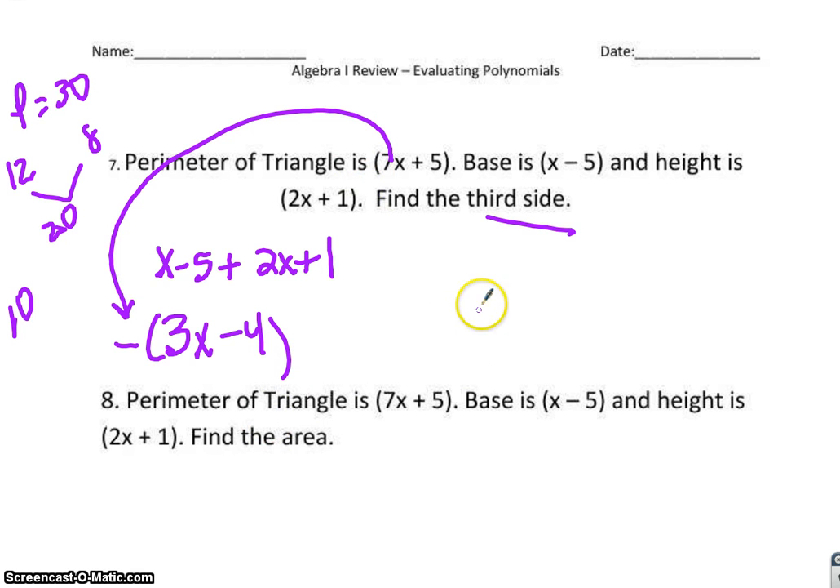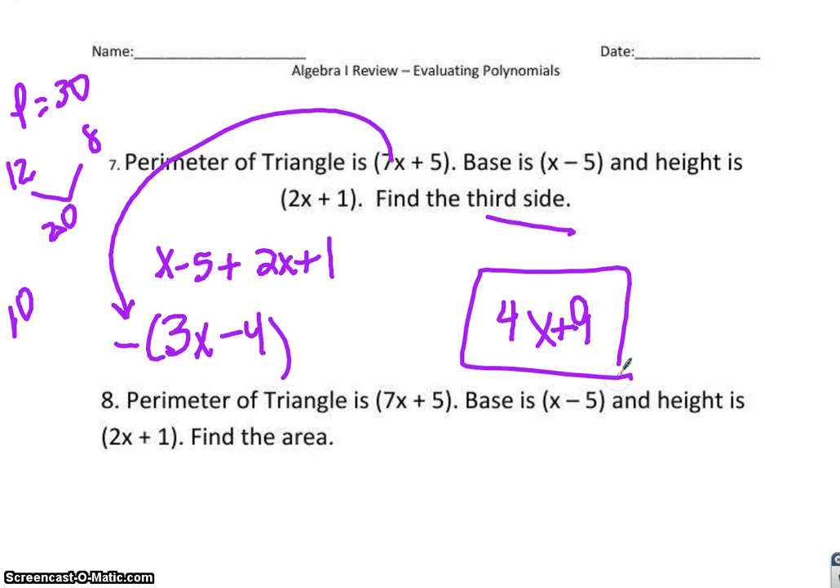So 7x minus 3x is 4x. And 5 minus a negative 4, use your calculator because of all those signs, becomes 5 plus 4, which is plus 9. So 4x plus 9 is your missing side.